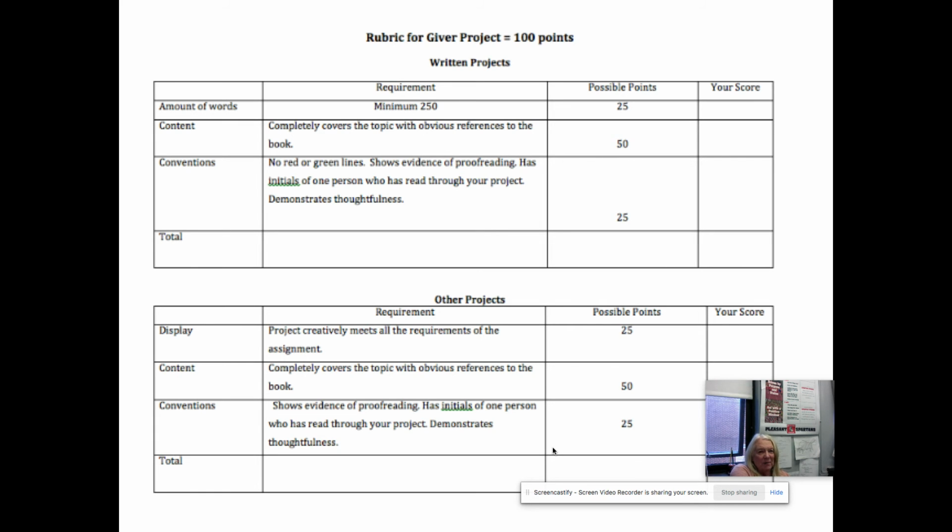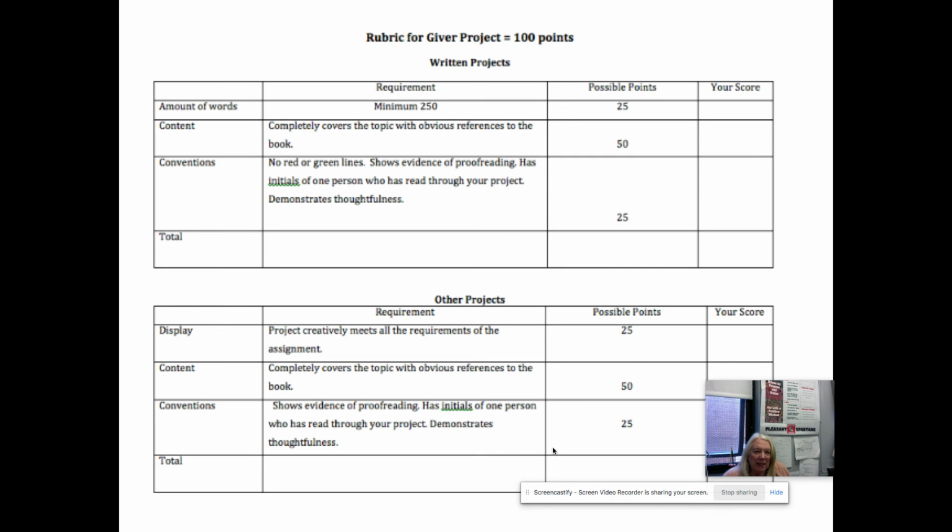So very simply, if you're doing a written project like the letter or the characterization or any of those, it is a minimum of 250 words. Yeah, 250 pages. Not going to happen. 250 words. That's considered a page. If you go into Google after you're done, you can do a word count. I would say most of you, it's going to take more than 250 words by the time you use quotes from the book and stuff.